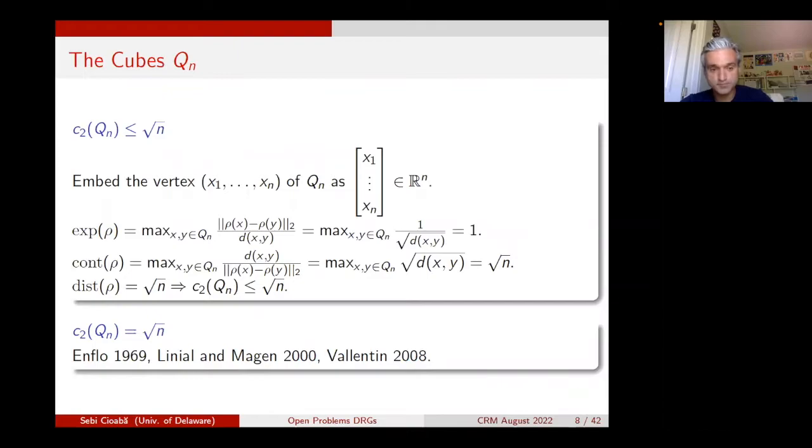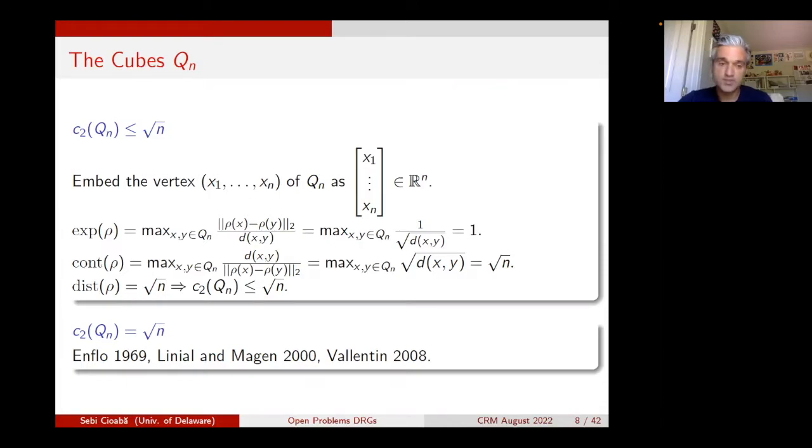Now here, I guess it's a point of what I was trying to say earlier. So for the cubes, for example, the n-dimensional cube, Qn, the vertices are the binary vectors of dimension n, and two are adjacent if and only if the Hamming distance is 1. So here we give an explicit embedding. We embed the vertex x1, ..., xn as the vector x1, ..., xn in Rn. And then you can calculate the expansion, and it's the maximum over all, again, x and y, which are distinct, of the distance in the Euclidean space between rho x and rho y, and the distance in the graph between x and y.